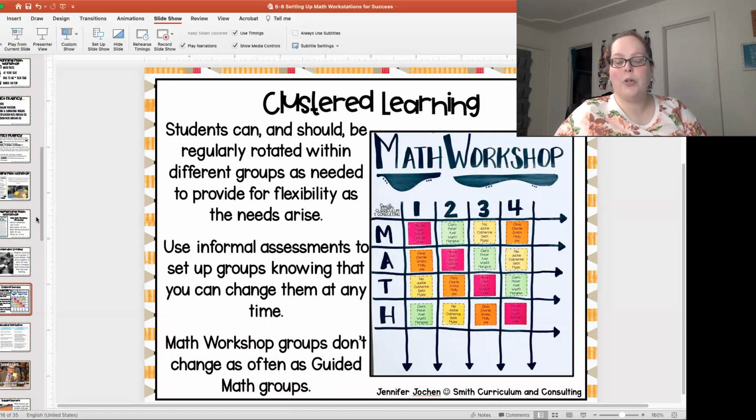The great thing about Math Workshops is they do not change as often as guided math groups. Guided math groups could be different every single week because it depends on what you're teaching, what you're going over, what you're reviewing, or if you need to do student conferences. But Math Workshop groups should stay the same for a good 4 to 6 weeks to give them time to work with each other and build that understanding, and build that community, that family experience of learning.